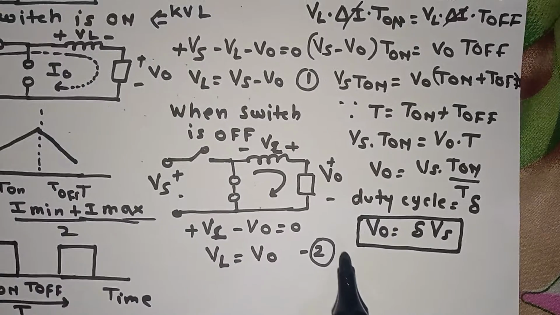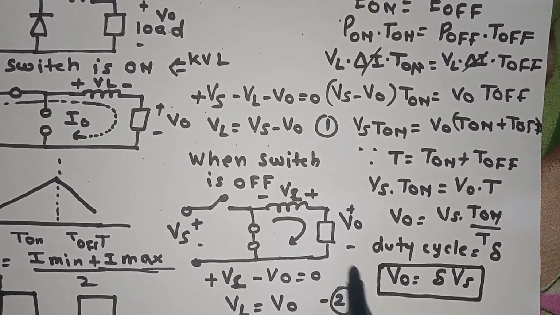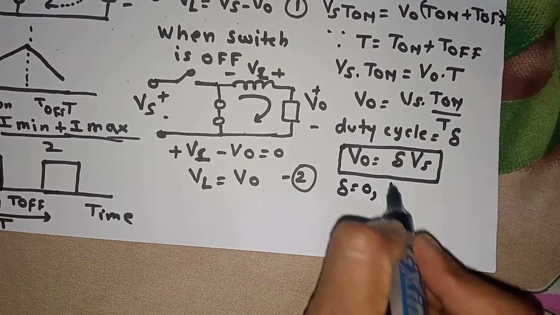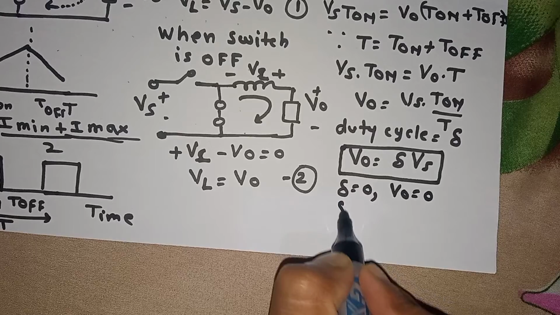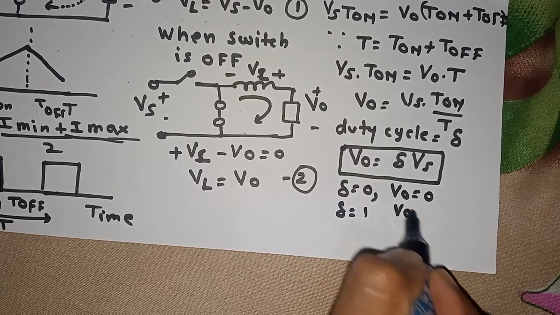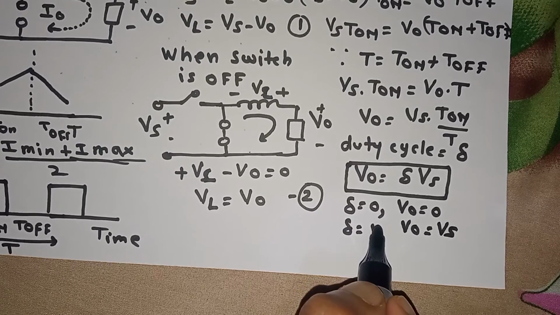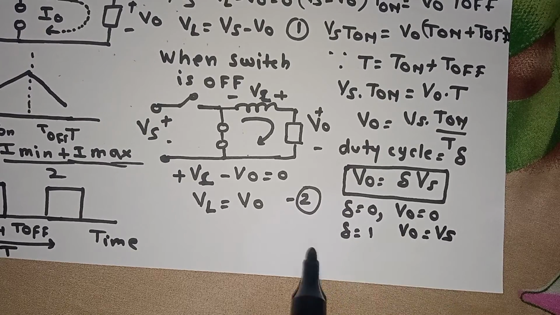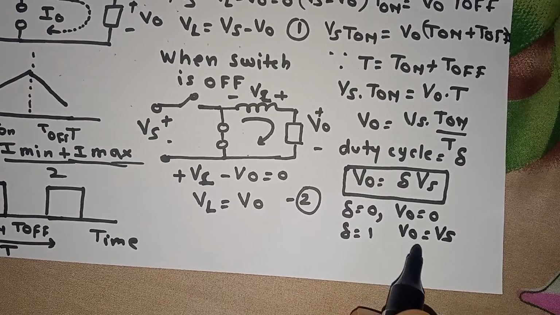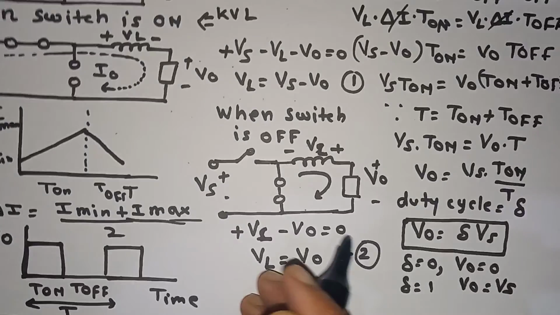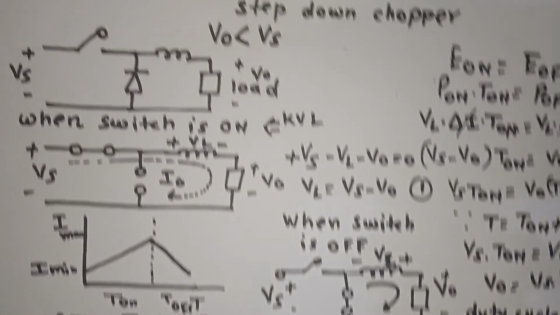From this equation we can see a very simple thing: when delta is equal to 0, then VO is equal to 0. When delta is equal to 1, VO is equal to Vs. So for delta between 0 and 1, we will get the value from 0 to Vs. So it is always going to be reduced compared to Vs. So this is all about the buck converter.